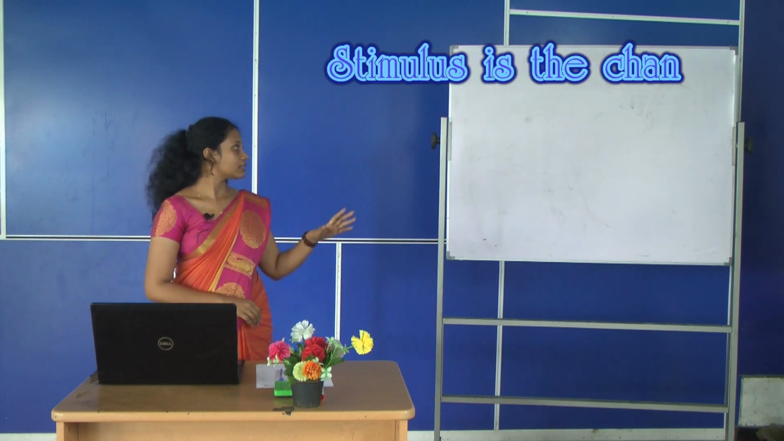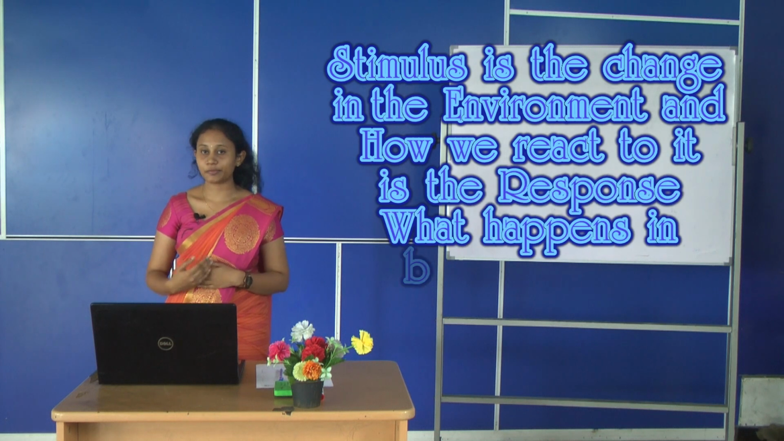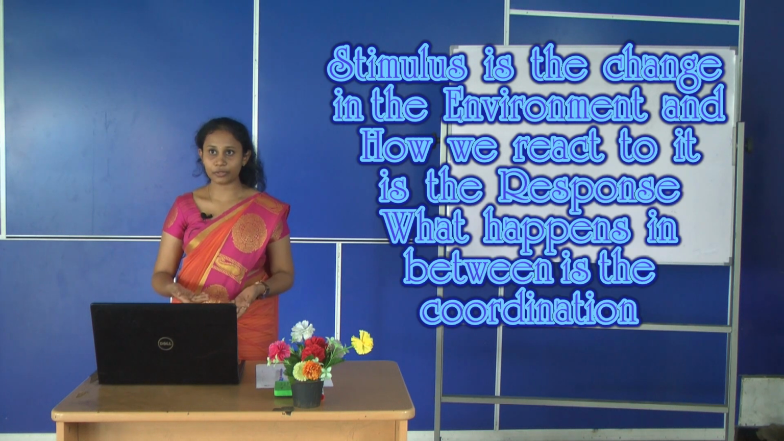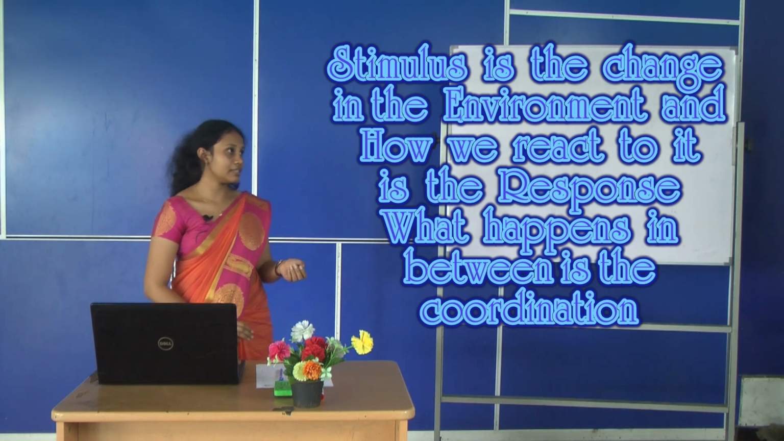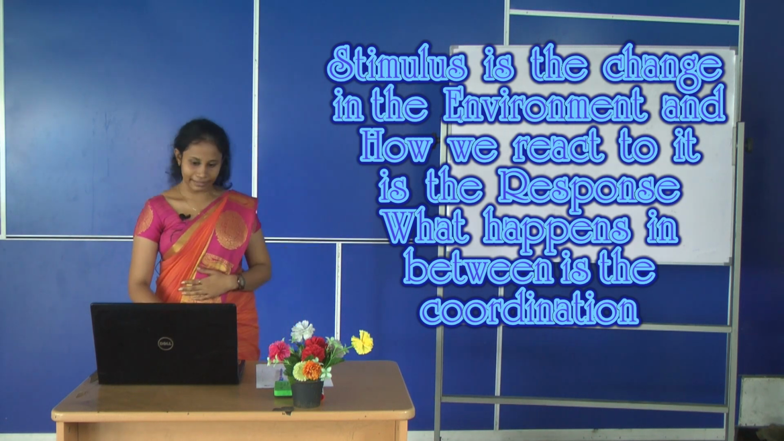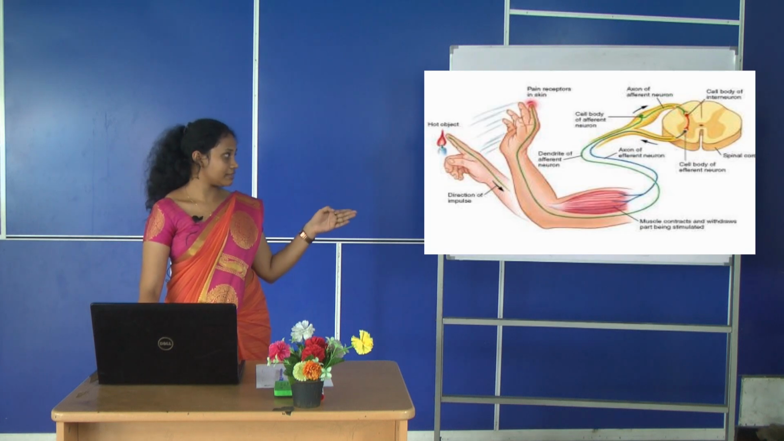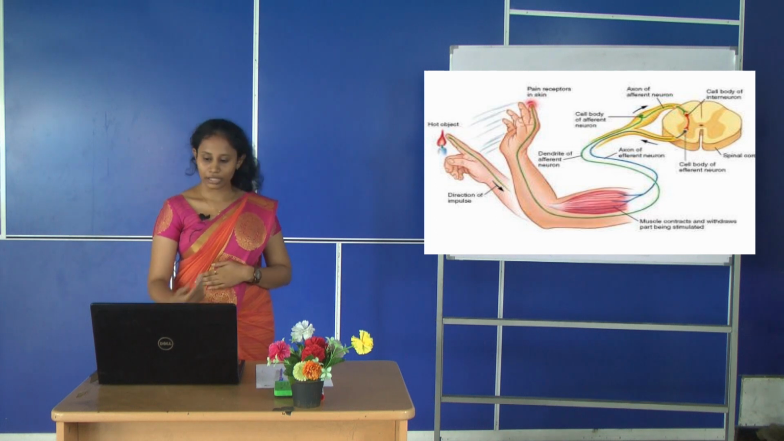the nerve impulse. Before studying the structure and the function of neurons, let's consider what a stimulus and a response are. A stimulus is a change in the animal's surroundings, and the response is how we react to that stimulus. The link between stimulus and response is the nervous system, which is coordination. So see here: the stimulus, then the receptor, then the coordination happens, and the effector shows the response.